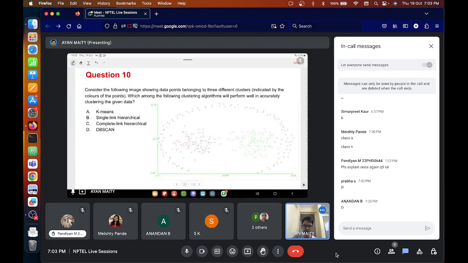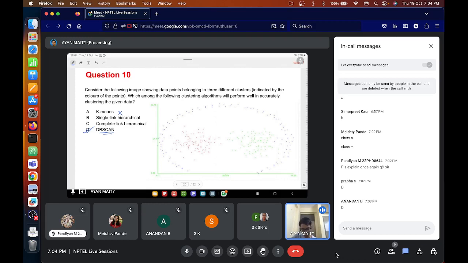So the correct answer here is option D, DBSCAN, which is a density-based clustering algorithm. From this figure, you can see that the clusters are not spherical, for which k-means would have been a good choice. But if the clusters are not spherical in shape, k-means would not be able to find the correct clusters here. And then the second option is single link hierarchical clustering.